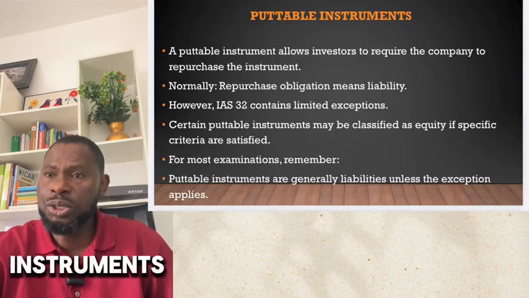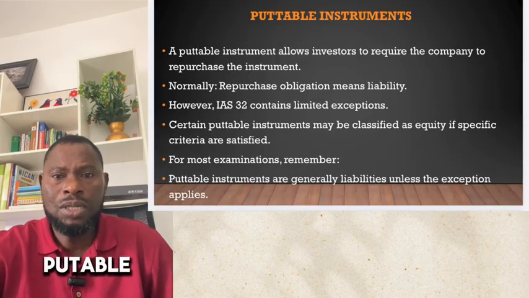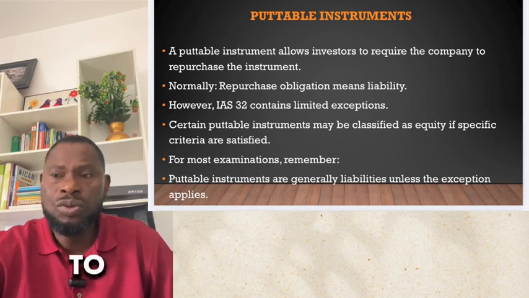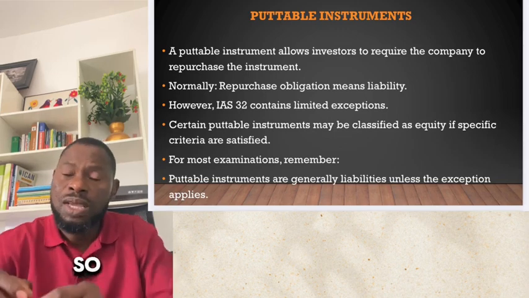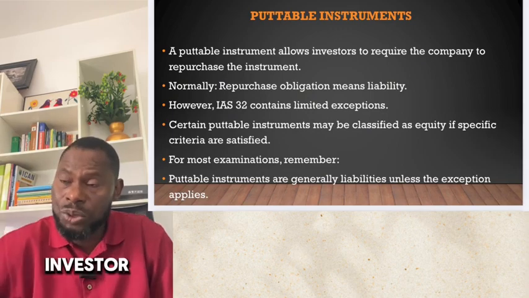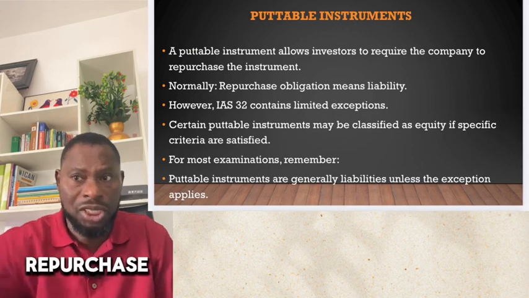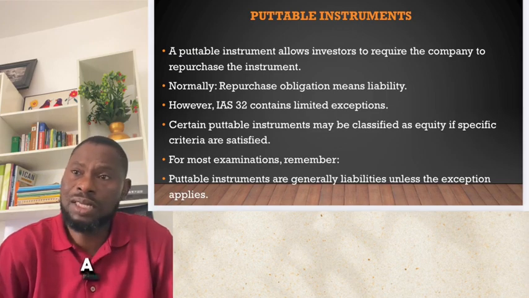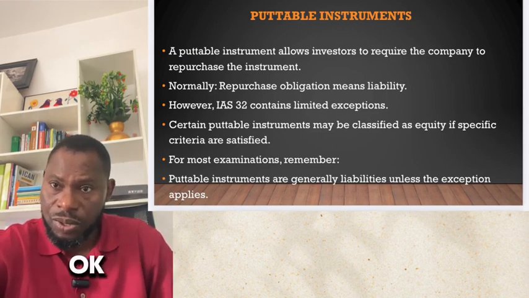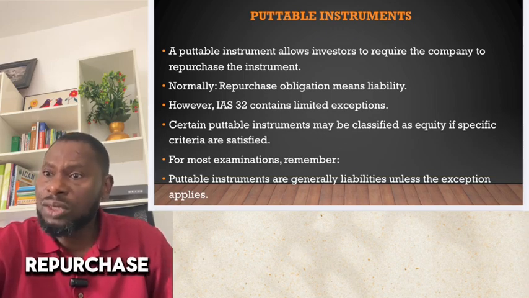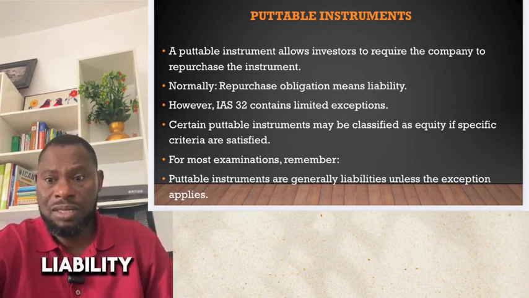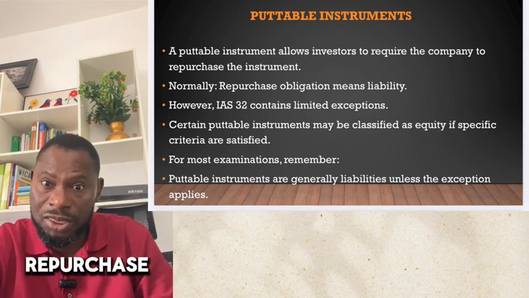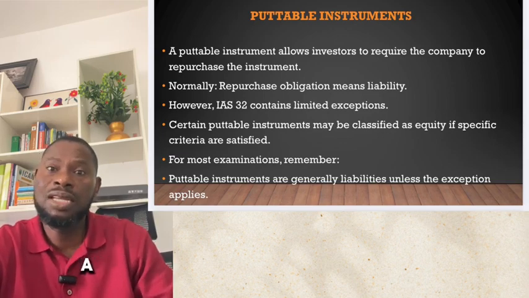Let's look at putable instruments. What are putable instruments? Putable instruments allow investors to require the company to repurchase the instrument. So if you have a putable instrument, as an investor, you can require the company to repurchase that instrument from you, and the company will have no choice but to repurchase it. So that's a putable instrument. Normally, a repurchase obligation means liability, because the company has a liability to repurchase. You can ask anytime that they should repurchase the instrument from you. So that makes it a liability.